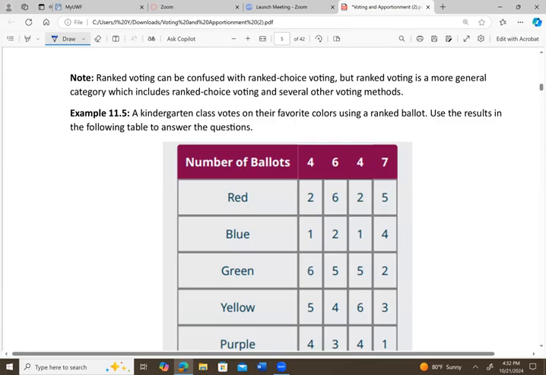So note, ranked voting can be confused with ranked choice voting, but ranked voting is a more general category which includes ranked choice voting and several other voting methods.